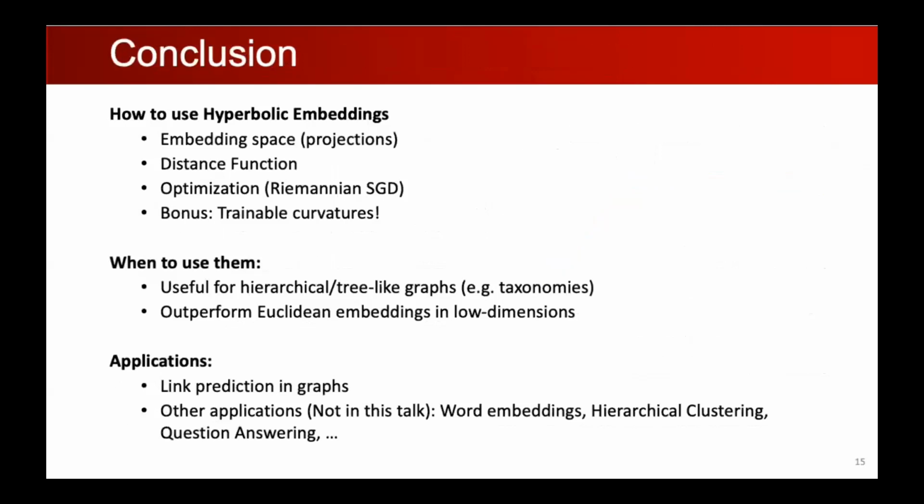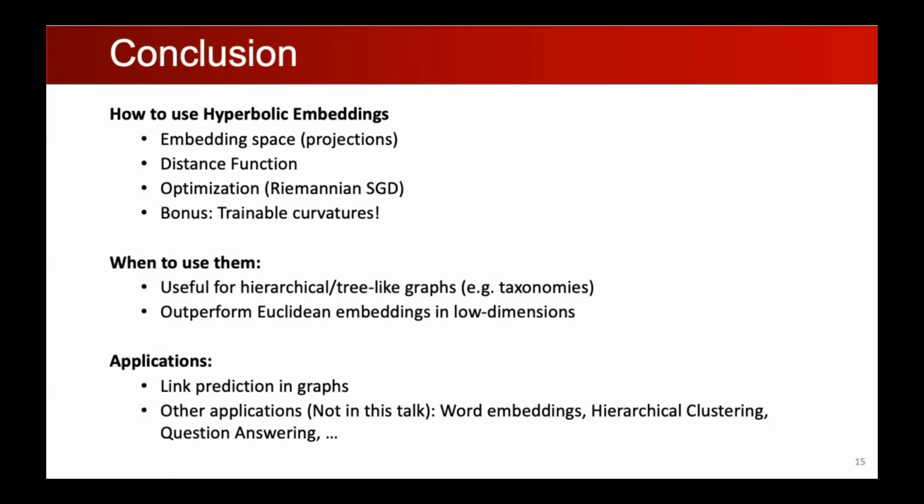So to summarize this talk, we've seen how to use hyperbolic embeddings in practice. It starts by picking a hyperbolic embedding space, for instance, the Poincaré ball, and using projections to make sure that the embeddings remain in the desired space. We also need to use a distance function, which is going to depend on the choice of the geometry. So for instance, the Poincaré distance function, and this can be computed exactly and implemented in Python or other frameworks. We have to use Riemannian optimization to make sure that the points remain on the manifolds.